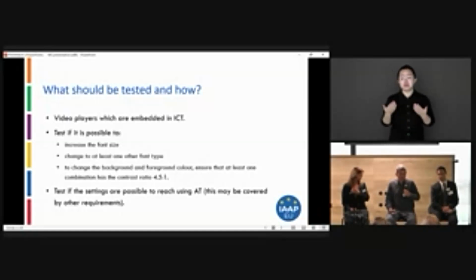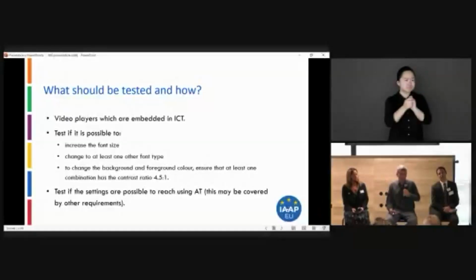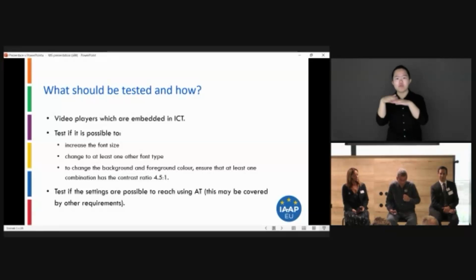So what is possible to change? The workshop defined a few things that should be adaptable. First of all, font size, then also a change to at least one other font type, and to change the background and foreground color, and make sure that some combination of that has a contrast of 4.5 to 1. And also test if settings are possible to reach using assistive technology. This may actually be covered by another requirement, but it's also important, of course, that you know how to get to these settings.